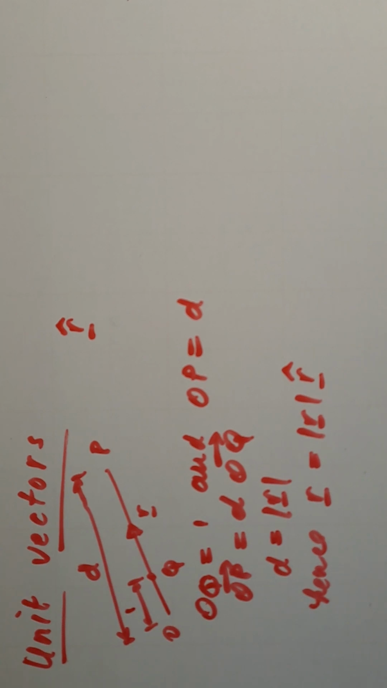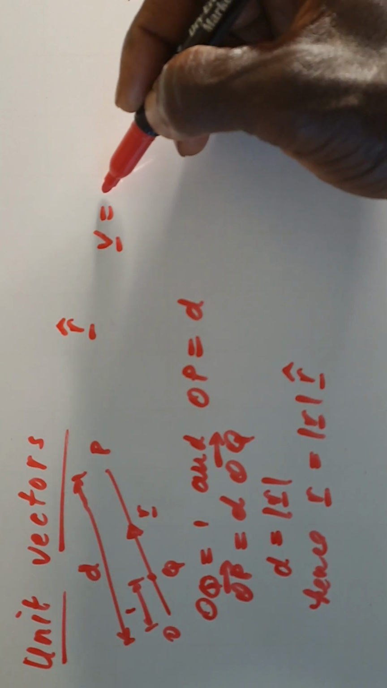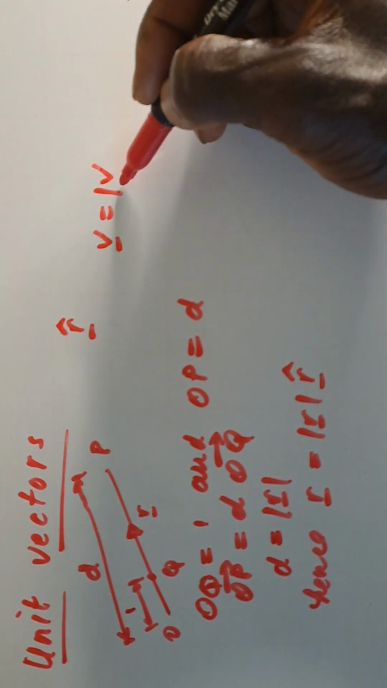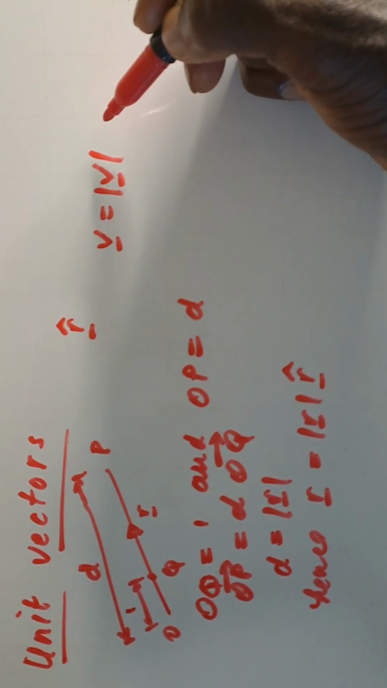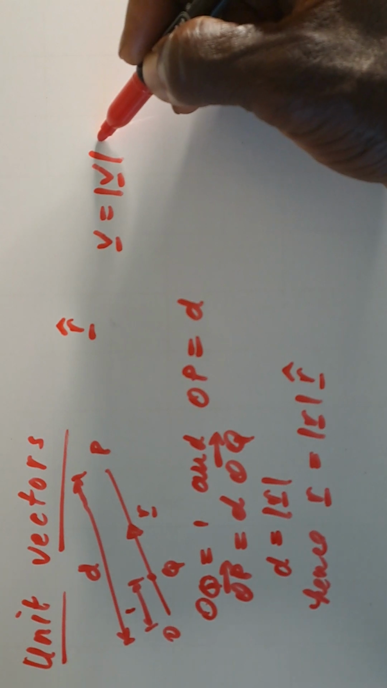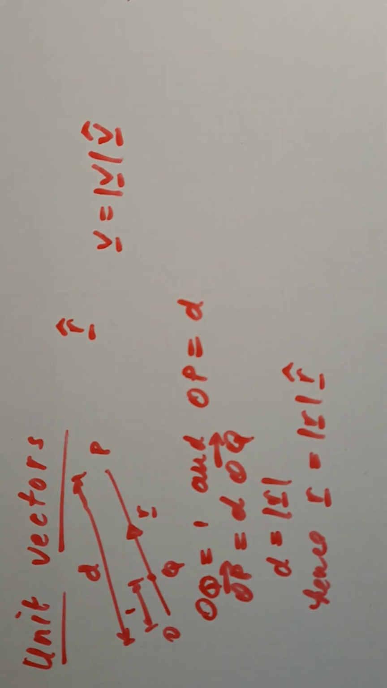So we can say in general that any vector, let's say it's V, can be expressed as the product of its magnitude times a unit vector in the same direction, and that would be expressed as V hat. And this is a very useful and important definition of vectors.